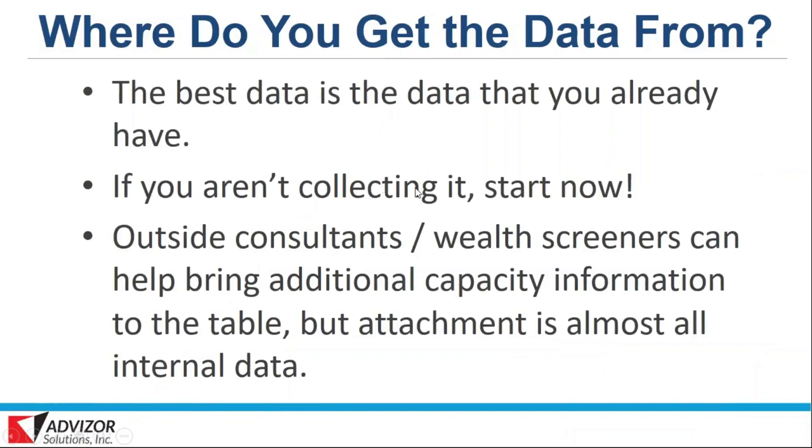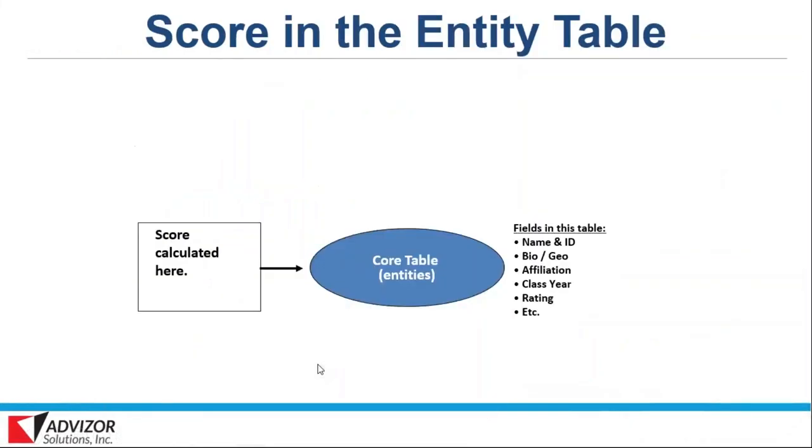You've got data you aren't collecting, like event attendance. If the data is skewed, like you're collecting event attendance from events in Boston and New York, but not Minneapolis and Cedar Rapids, that would be a skewed data set. So you would probably not want to use that until you started getting it. And attachment is almost all internal data, I think is the point there.